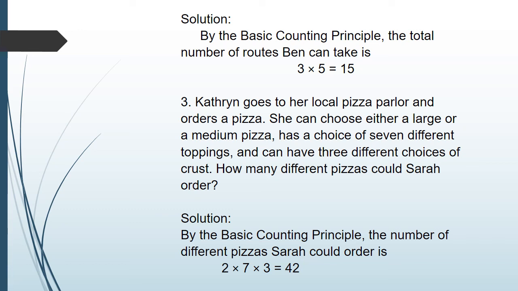3. Catherine goes to her local pizza parlor and orders a pizza. She can choose either a large or a medium pizza. She has a choice of 7 different toppings and can have 3 different choices of crust. How many different pizzas could Catherine order? Solution. By the basic counting principle, the number of different pizzas she could order is 2 times 7 times 3, which is equal to 42.